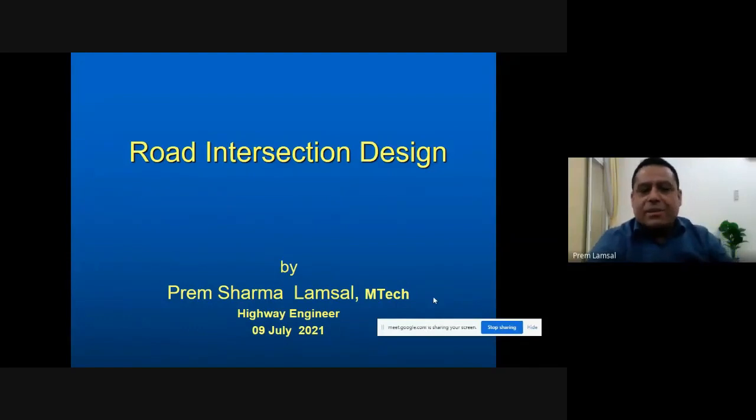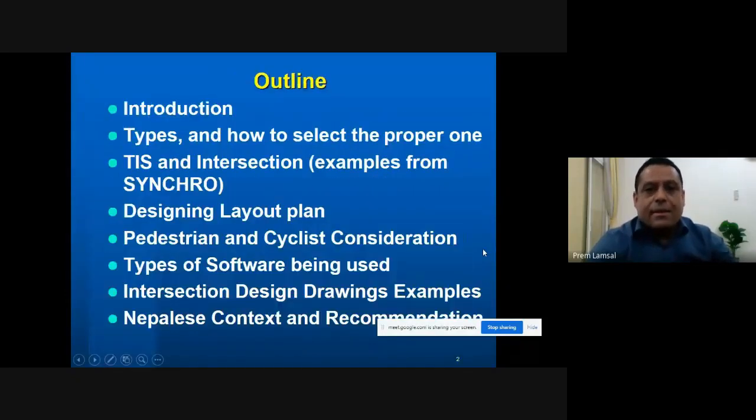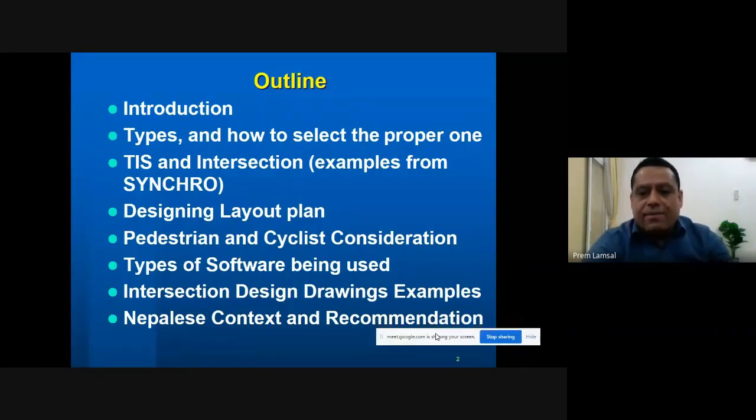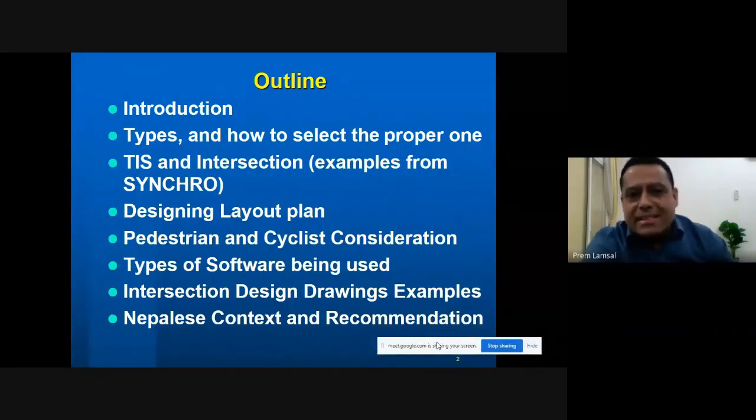Today, I'm going to talk about road intersection design. This is the outline of my presentation. I will first give a short introduction about the intersection, though we all know what a road intersection is and how it forms. Next I will go to the types, and I will talk about how we select the proper one. This is very important: the different types of intersection and how we select the proper one.